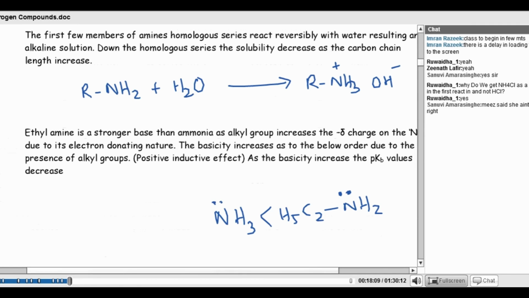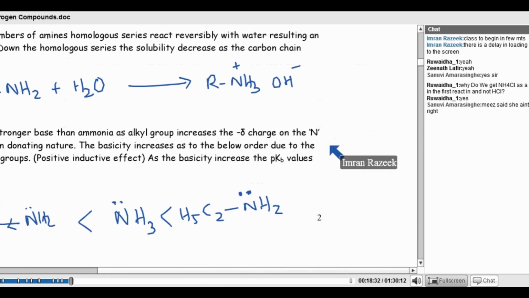And if you analyze, phenylamine is even less basic, because we know the benzene ring is an electron withdrawing group, so the lone pair is even less available on nitrogen, because the lone pair gets delocalized with the pi ring of electrons in the benzene ring. So the most basic will be the aliphatic amines, the least basic will be the aromatic amines. Ammonia stands in between.